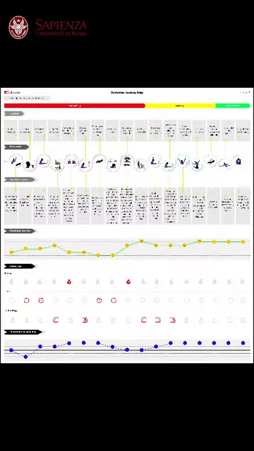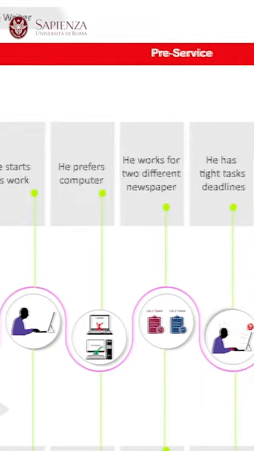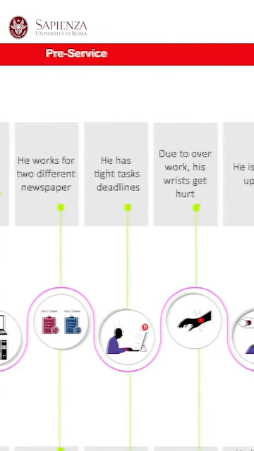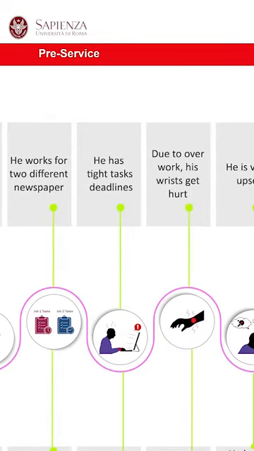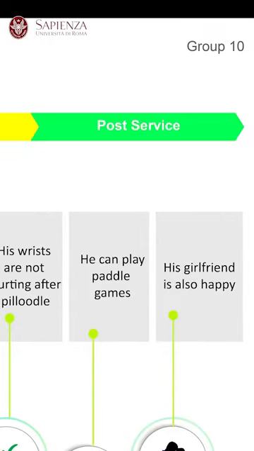Finally, to understand our customer more, we made a customer journey map. We divided our customer journey into 3 phases. First, pre-service, second, service, and third, post-service.